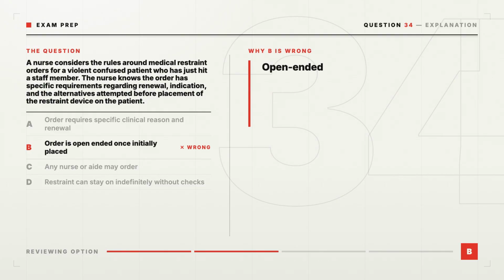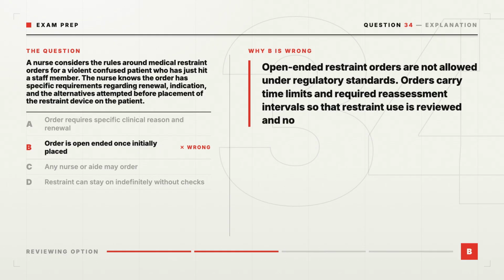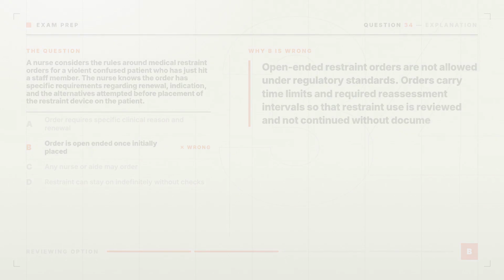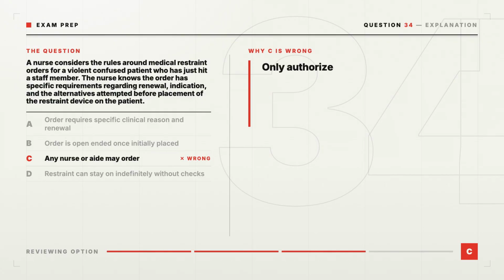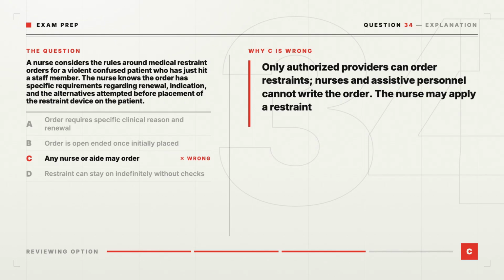B is wrong because open-ended restraint orders are not allowed under regulatory standards. Orders carry time limits and required reassessment intervals so that restraint use is reviewed and not continued without documented clinical need. C is wrong because only authorized providers can order restraints. Nurses and assistive personnel cannot write the order. The nurse may apply a restraint in an immediate emergency but must obtain a provider order promptly.